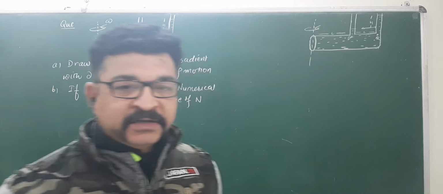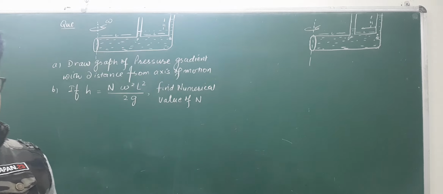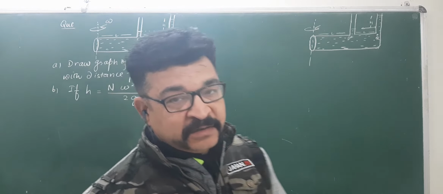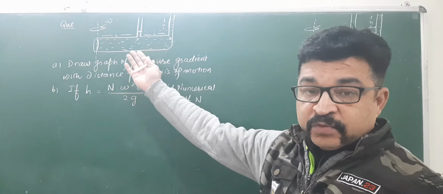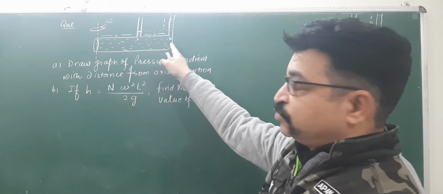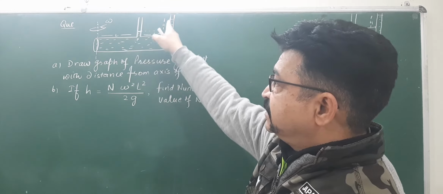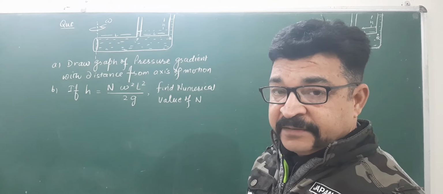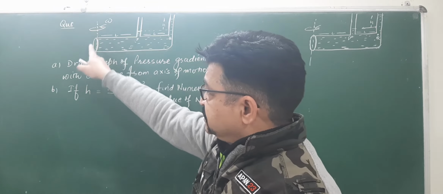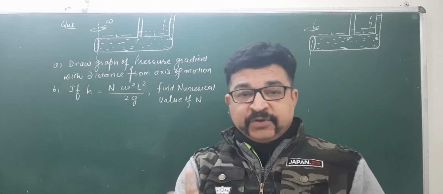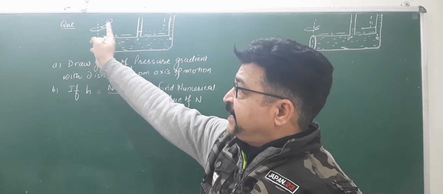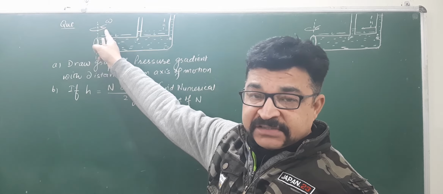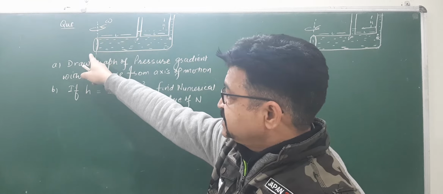Hello students, so this is a new problem of the portion hydrodynamics. Look at the question. You're having a tube with two thin vertical tubes also. This tube has an ideal liquid of density rho, and it is made to rotate with angular velocity omega about this axis.